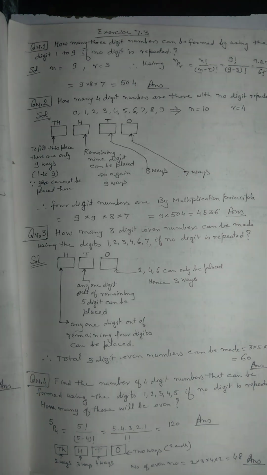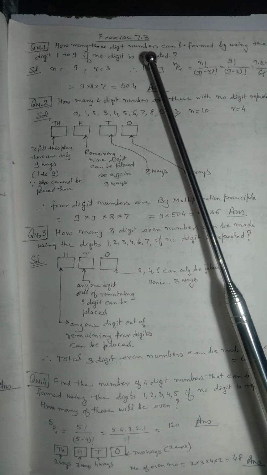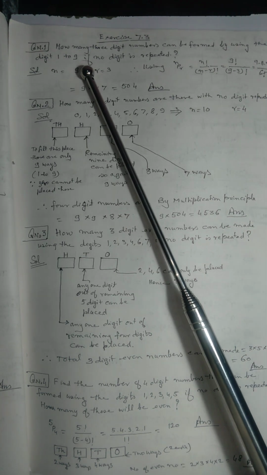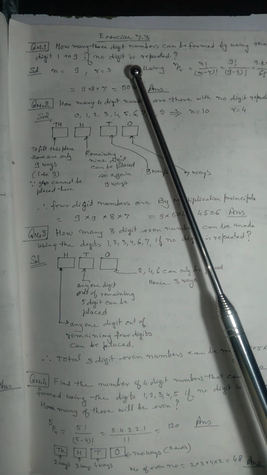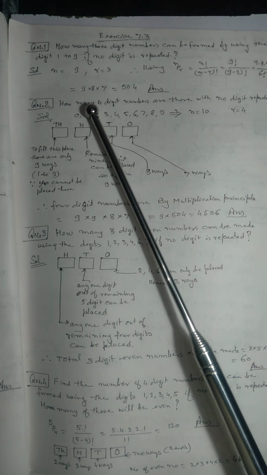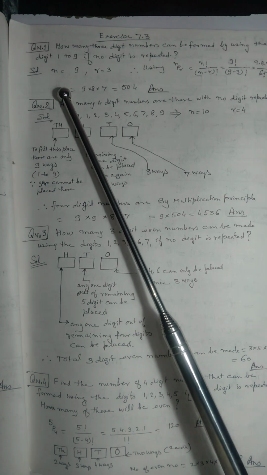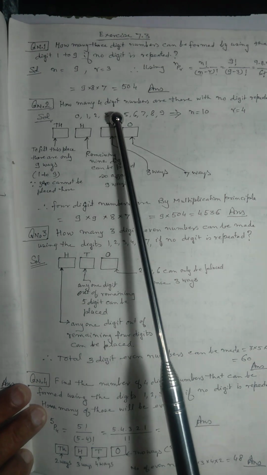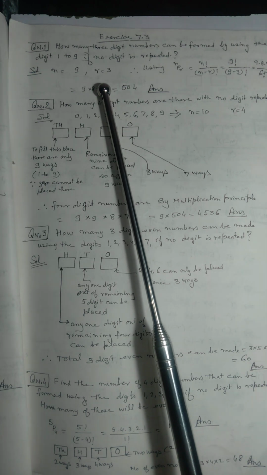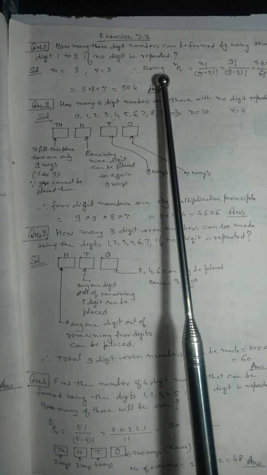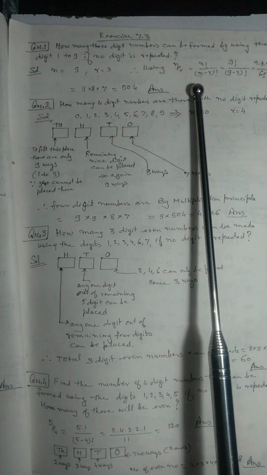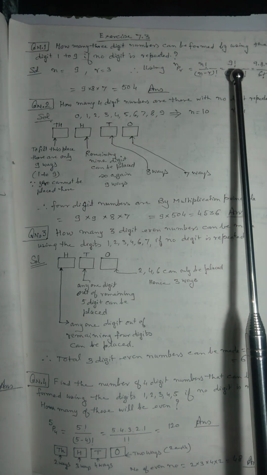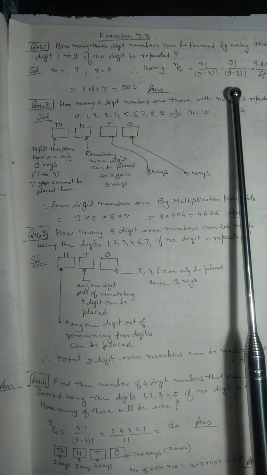Question number 1. How many three-digit numbers can be formed by using the digits 1 to 9 if no digit is repeated? तो देखिए यहाँ पर कितने डिजिट हैं, टोटल नंबर ऑफ डिजिट कितने हैं, 9 दिए हुए हैं और 3 डिजिट के नंबर, तो सो r इज इक्वल टू 3. Using the formula nPr that is n factorial upon n minus r factorial. Here n is equal to 9, so 9 factorial upon 9 minus 3 factorial.